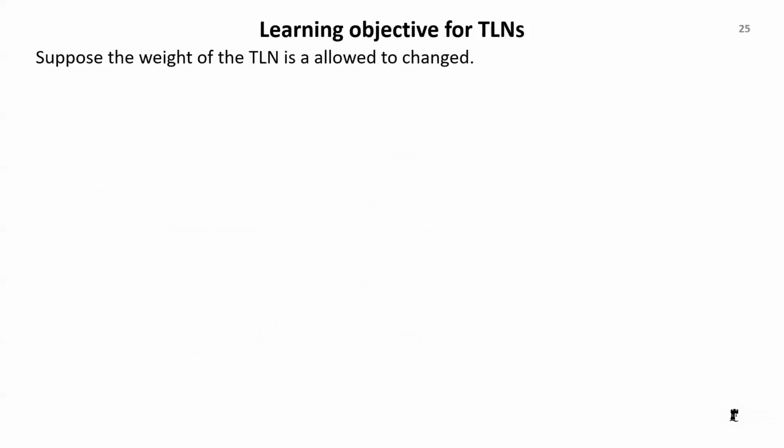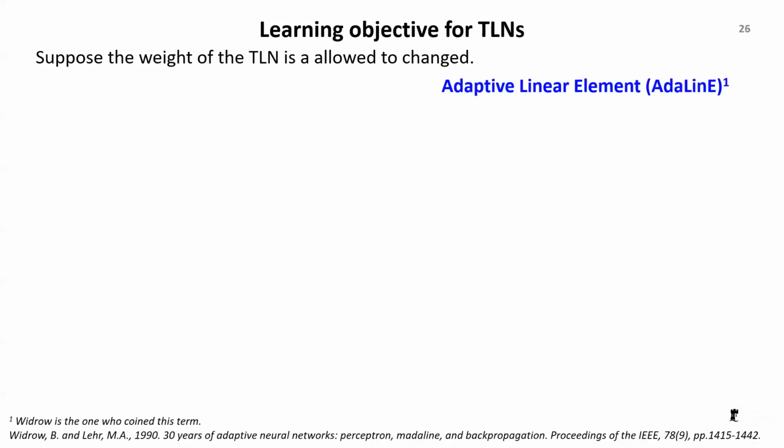Now we want to develop our neural net. First, let's allow our neural net weights to be dynamic, meaning that the weights can change. We call this the adaptive linear element, Adaline. It was Widrow in the 1990s who developed this learning algorithm of Adaline.